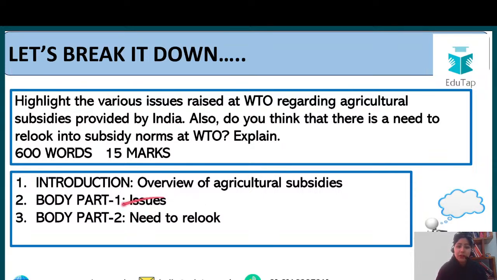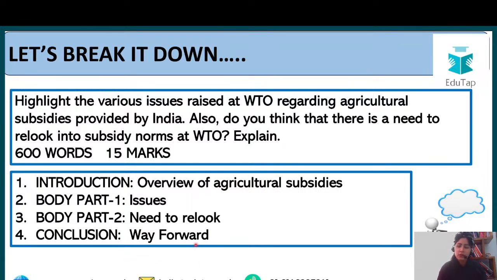Then body part 2 will be talking about why there is a need to relook at this subsidy. So if you focus on the second part, they're asking you, do you think that there is a need to relook into subsidy norms at WTO? The answer should be yes. If you're not a US or UK citizen, if you're an Indian citizen, the answer should be yes for you. And why it should be yes, that has to be explained in body part 2. That is why there is a need to relook at this subsidy regime. So are there any harmful effects of these? Are there any problems arising of the subsidy regime that is prevalent?